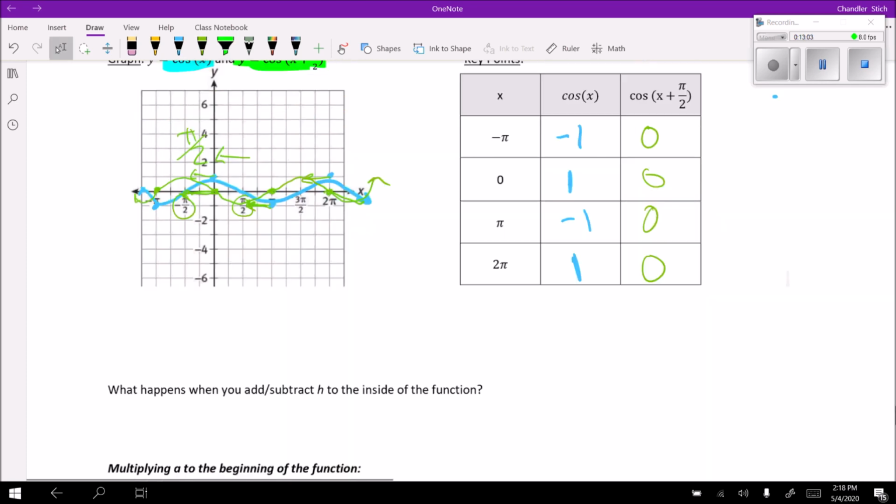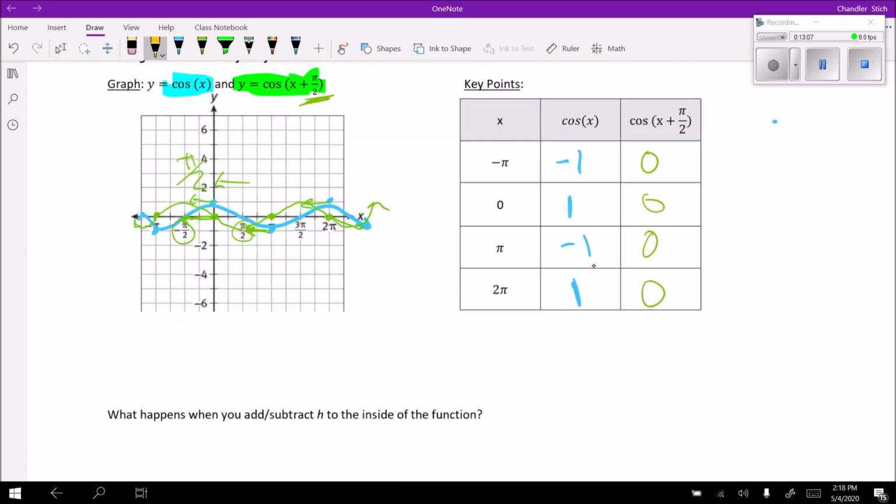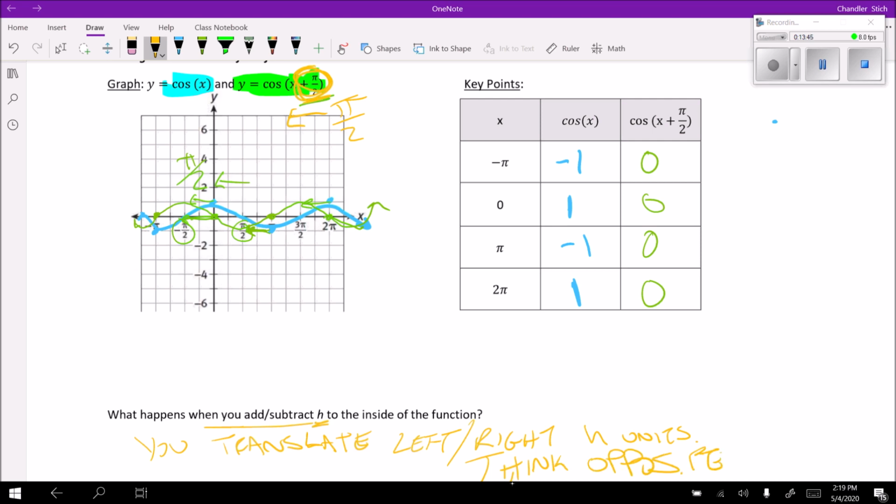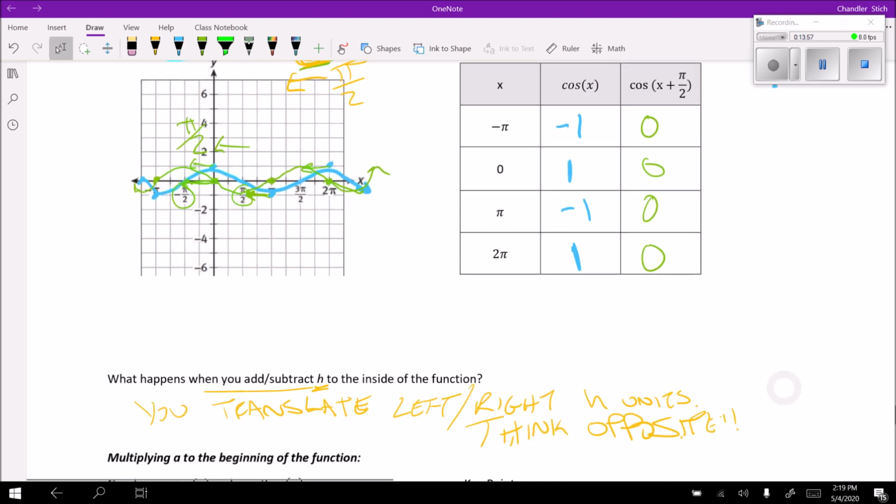So what happens when you add or subtract h to the inside of the equation? Remember, this is h right here. Add or subtract h, you translate left or right h units. Very, very important. Notice that this is plus pi over 2, but I move to the left pi over 2. So as I always say, think opposites. You gotta think opposite. If you can think opposite here, so I have plus pi over 2, I'm moving to the left pi over 2, that's gonna make your life a lot easier.